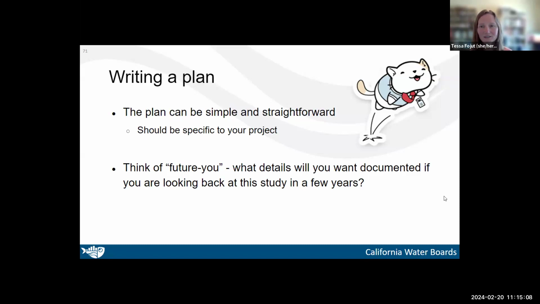And there might be sections that just don't apply to your project, and you might have the heading in there and just say not applicable. You can just move on sometimes. And what I would really want to encourage you to do, so you can be happy like this little cat, is think of future you or future your organization. What are you going to want to remember about this project that you may not remember in detail a few years later, when you're looking back at what you did, you want to do another similar project, or you want to think about that data again? What are you going to want to remember? That's what you should be documenting in this plan.